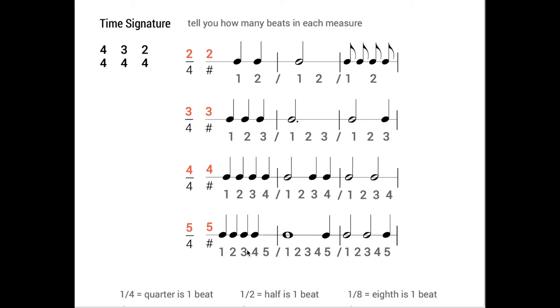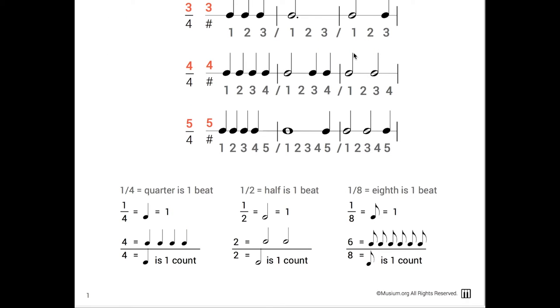The total beats in a measure are always equal to the top number of the time signature. So if the top number is 5, every measure is supposed to be 5 beats. If the top number is 4, then all the measures are supposed to be 4 counts. 3 means a 3 count every measure. 2 means 2 counts every measure.